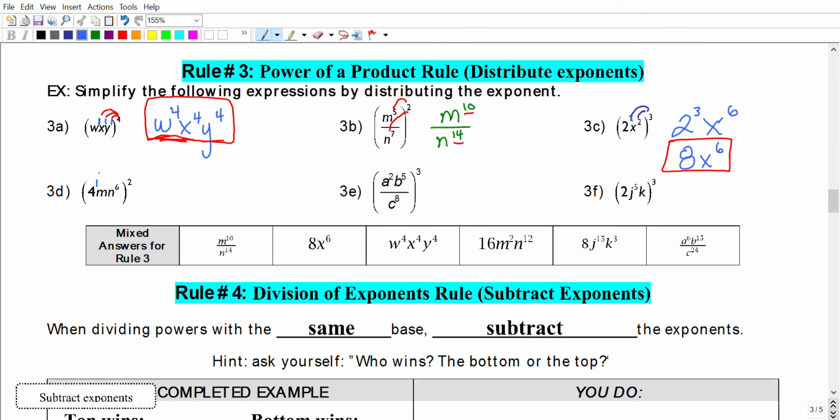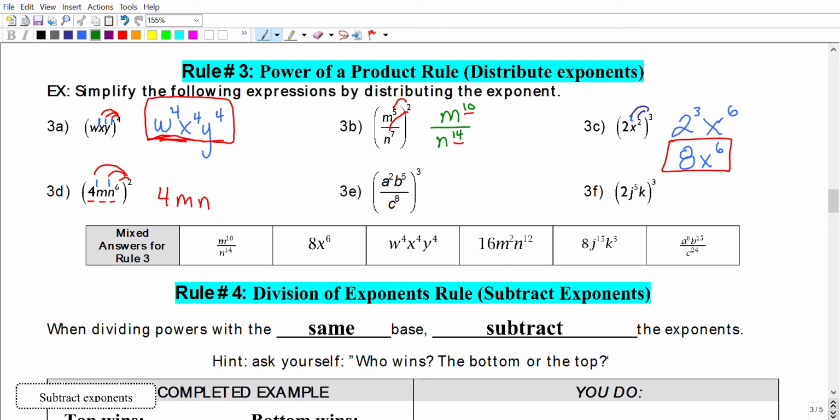3D. That 4 has an exponent of 1. That m has an exponent of 1. Now I can distribute 1, 2, 3. Because I have 3 bases, I have a 4, an m, and an n. So I'm going to do 4 to the something, m to the something, and n to the something. So let's figure out what those somethings are.